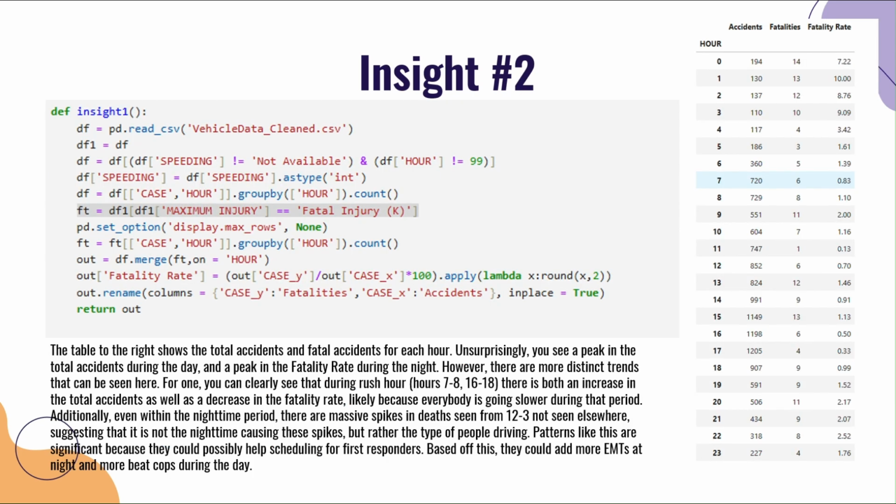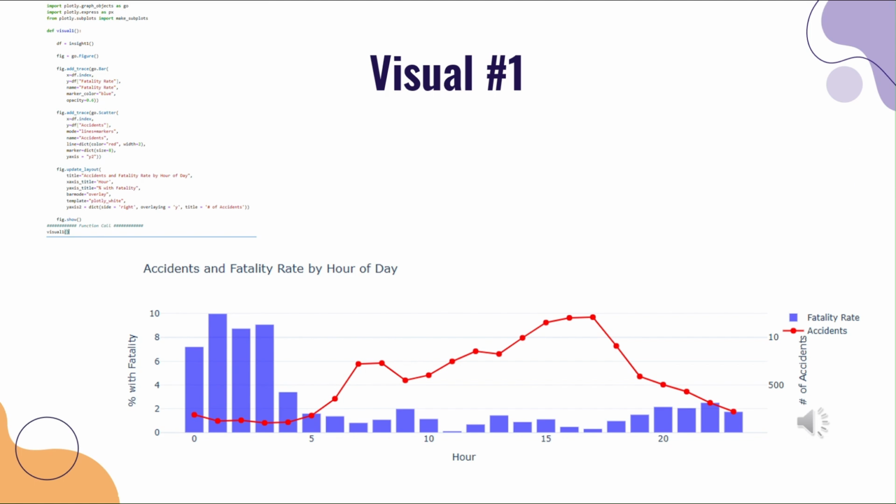All right. And then for my second insight, perhaps my most important one, I found the number of accidents and number of fatalities for each hour in the data set. And of course, that's military time on the right. I have some key conclusions here, but I think the easiest way to do it is to look at the visual I made. This visual shows the accidents in the red line and the fatality rate in the blue columns in the background.